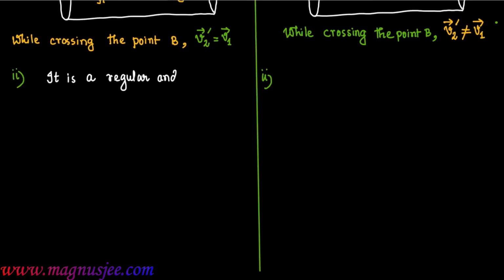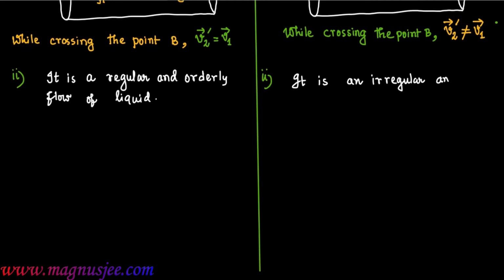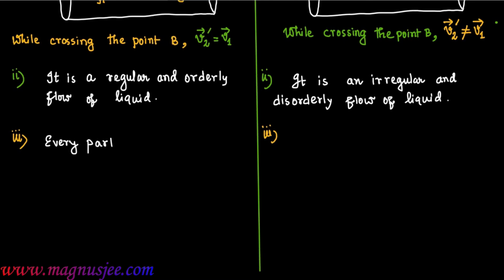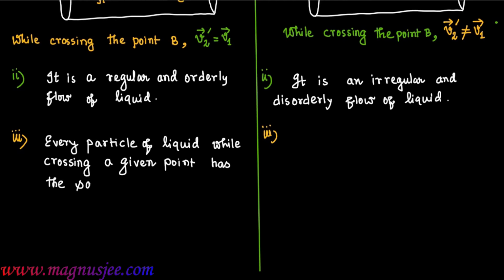Number 2 comparison: streamlined flow is a regular and orderly flow of liquid. Right hand side, it is an irregular and disorderly flow of liquid. Number 3 difference or comparison between streamlined flow and turbulent flow: every particle of liquid while crossing a given point has the same velocity in magnitude and direction as that of its preceding particle.